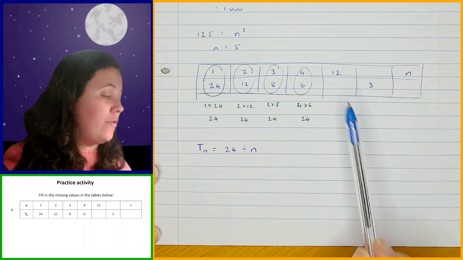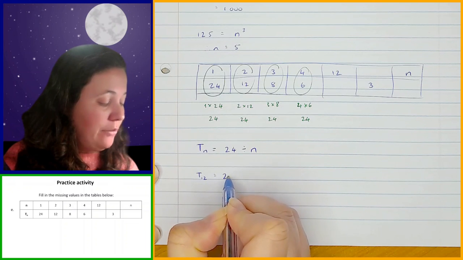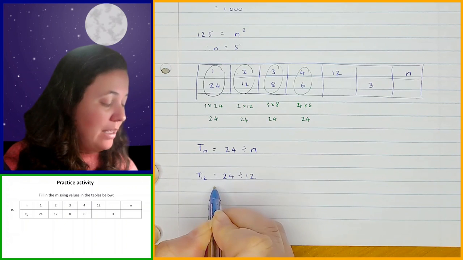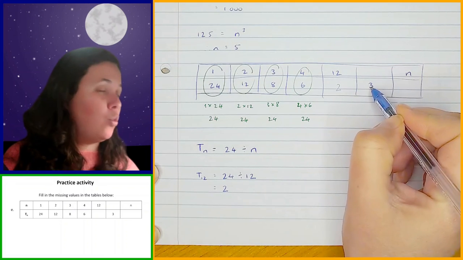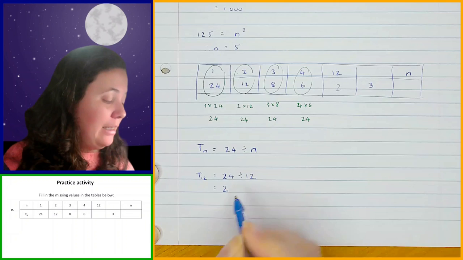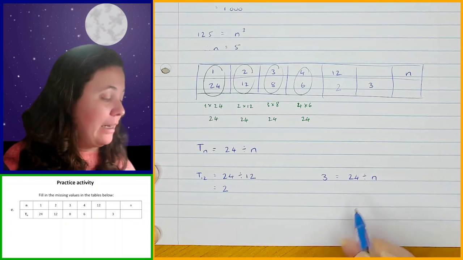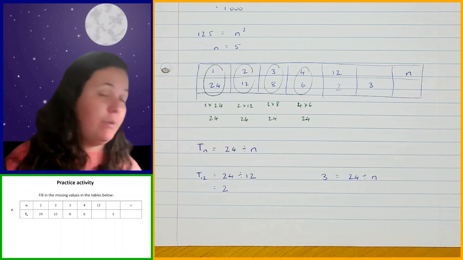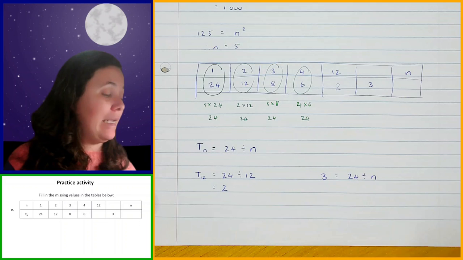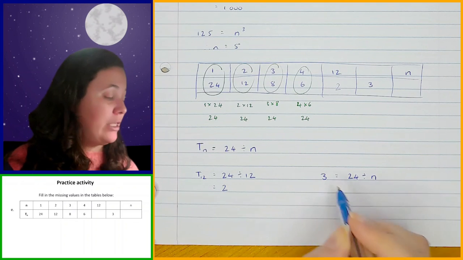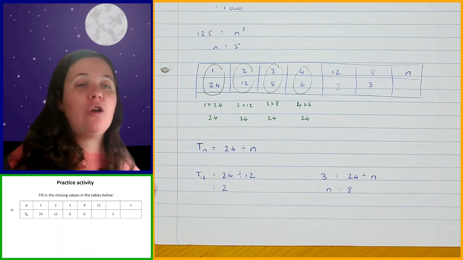Okay, so over here, for my 12th term, T12 is equal to 24 divided by 12. That gives us 2. So this is going to be 2 over there. To find out which term is equal to 3, I need to see 3 equals 24 divided by n. So 24 divided by what will give me 3? Okay, now remember we said that these are factor pairs. So 3 times something must give me 24. 3 times 8, or 24 divided by 8, gives me 3. So n must be 8. So that must be 8 over here. And this is 24 divided by 3. So we can go and fill that in on our table over there.